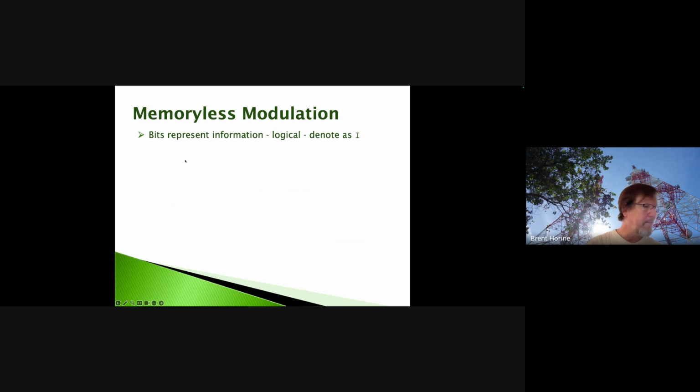So bits represent information, right? They're logical. We label them 0 or 1, right? That doesn't carry any significance in terms of the voltages or anything else associated with the signal, right? And we denote that as a capital I. Symbols are physical entities that are adapted to the channel, right?